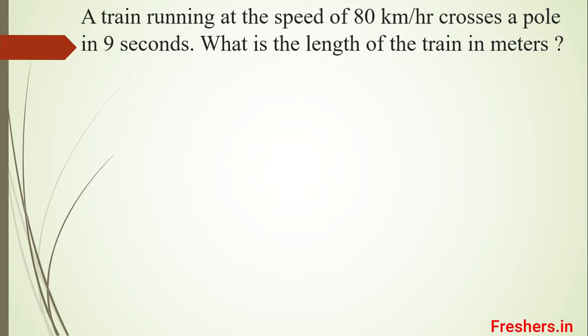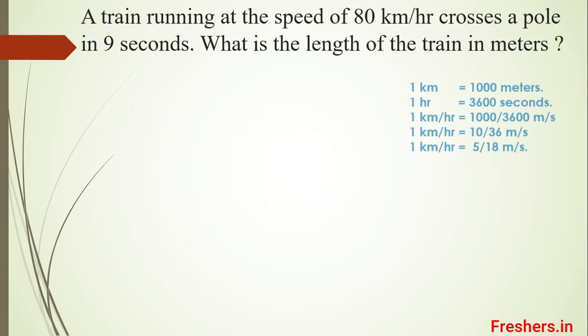When you get a question like this, you have to see the conversion. Here they have given the speed as kilometer per hour and the time in seconds, and they are asking you to give the length of the train in meters. So first you need to convert this 80 kilometer per hour into meter per second.